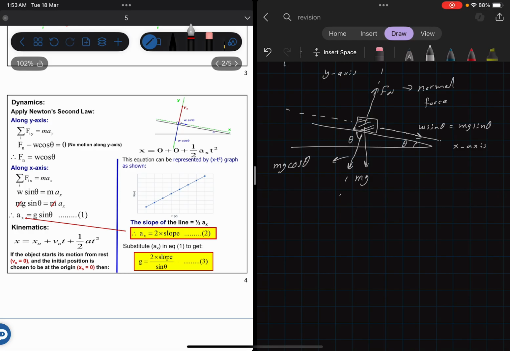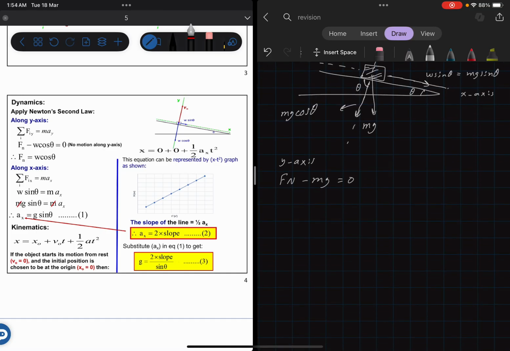When we write the components of y and x, we start with the y-axis, for example. Here we have Fn minus mg cosine theta equal 0, because in the y-axis we don't have motion, just in the x-axis we have ma.